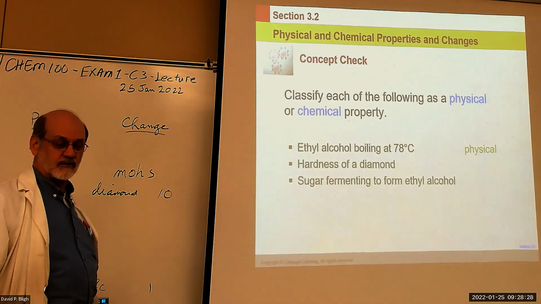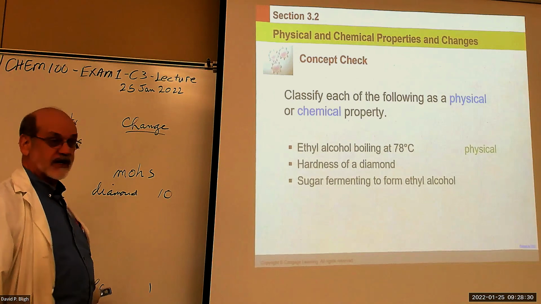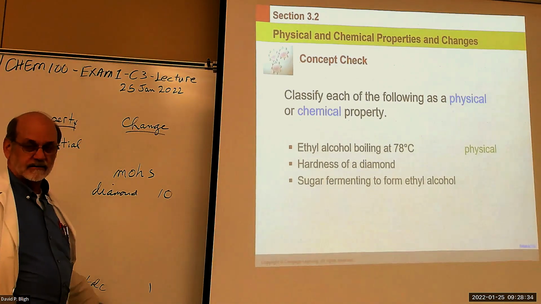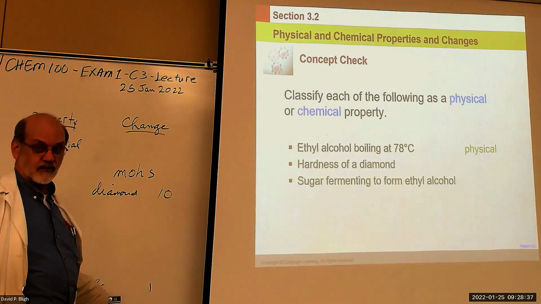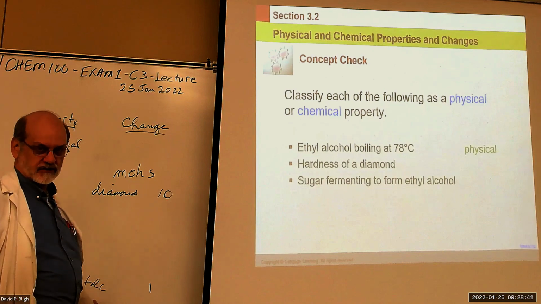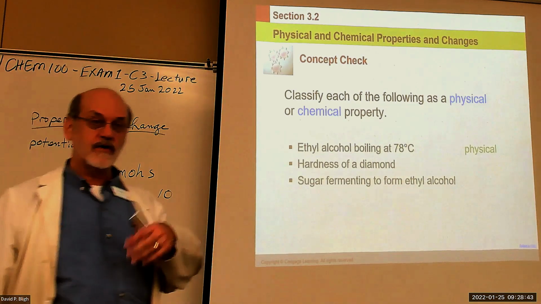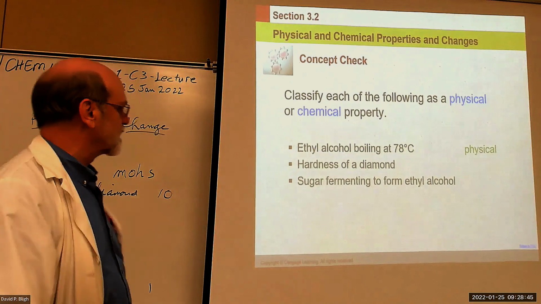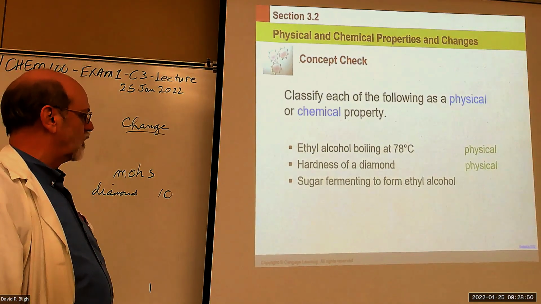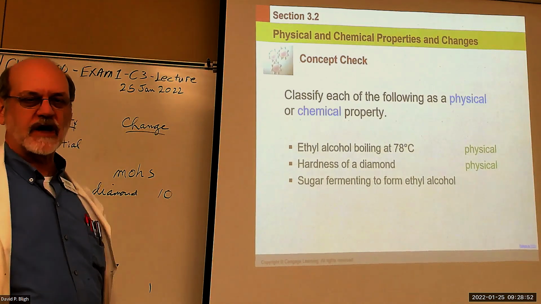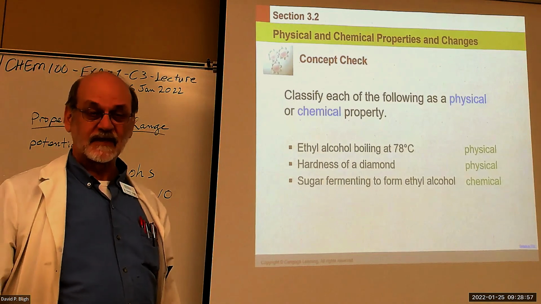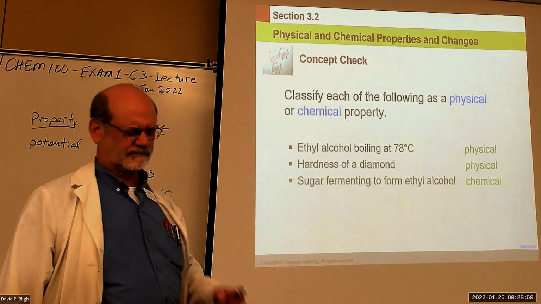Once you form it into a ceramic, now you've actually changed the substance, and while we're on the topic, it's no longer talc. You've changed its identity to some ceramic that's very hard. So that would be a chemical change if you actually go through that firing process. Okay, hardness of diamond, that's physical. Sugar ferments to form methyl alcohol. Every moonshiner knows this one. And that's a chemical property. It's fermentable sugar.